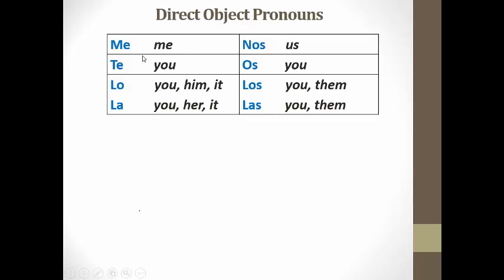In this chart, all of your direct object pronouns are written in blue. Okay, their English meanings are written next to them in black. I would like for you on your note guide to fill out the rest of this chart by filling in the English. Okay, so let's go over these quickly.